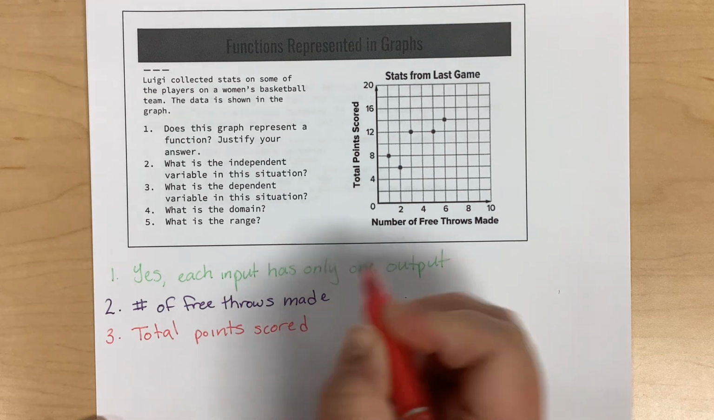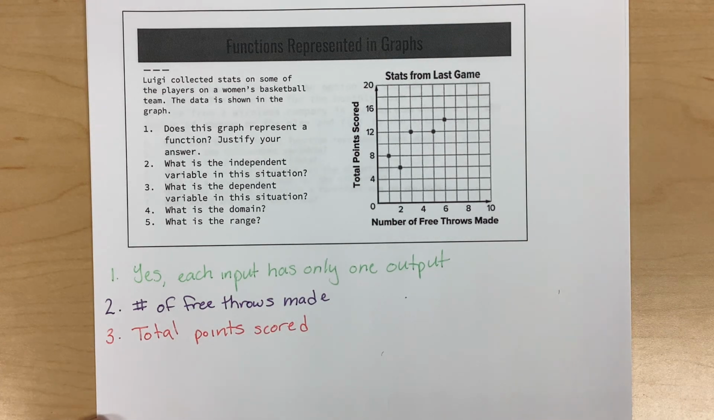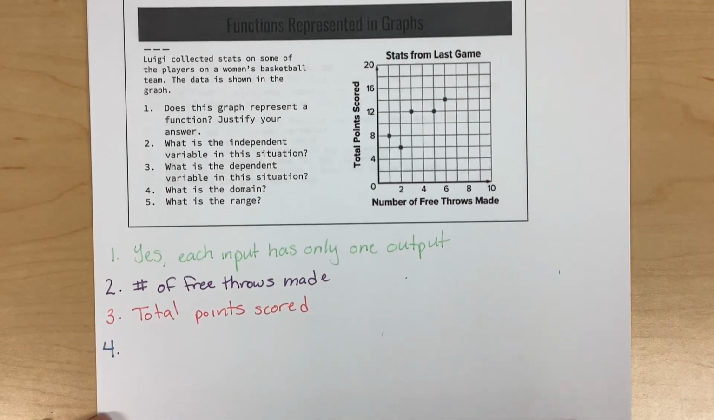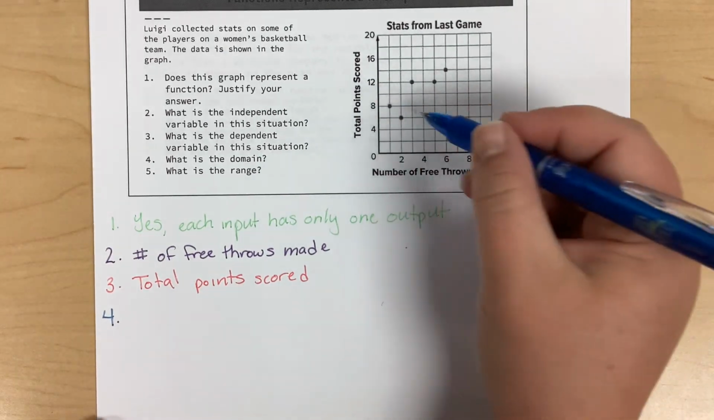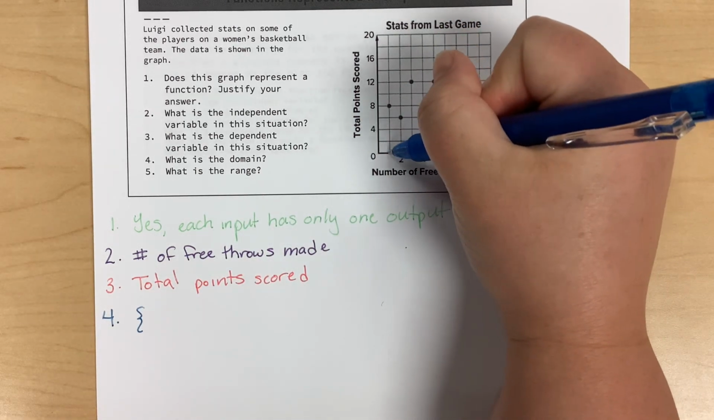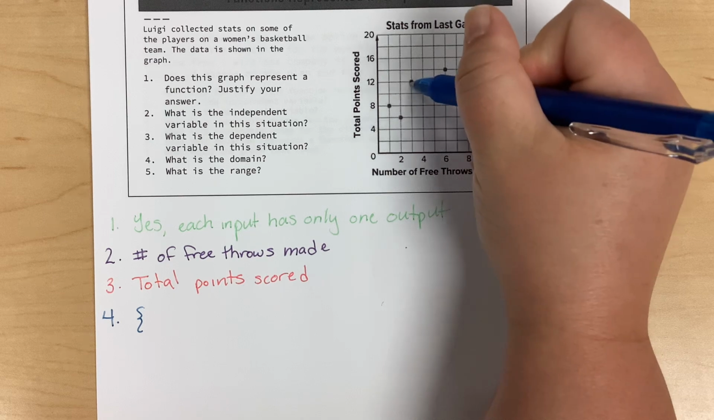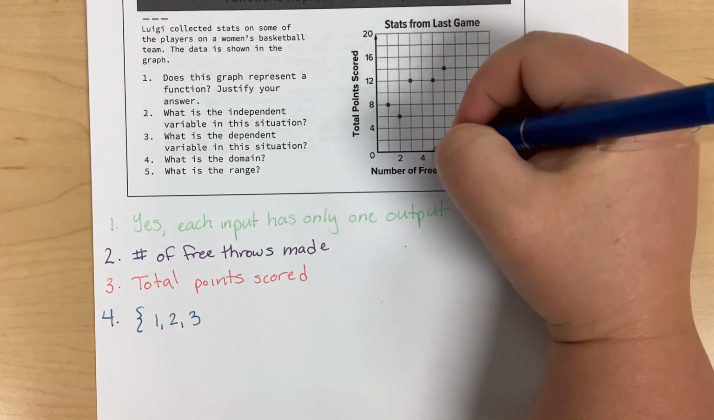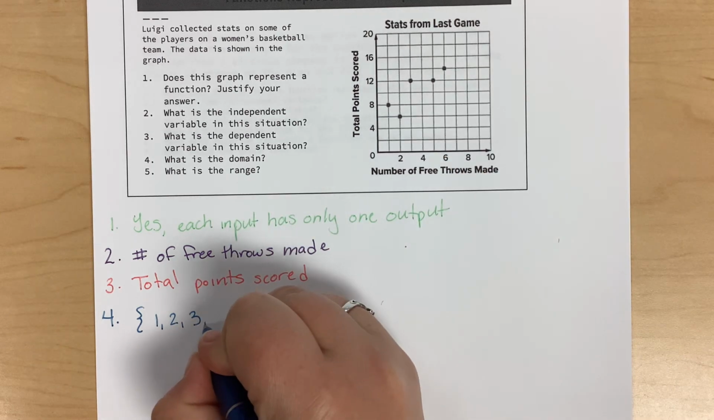Okay. Domain. Since this is a discrete graph, it's done a lot like a table. So we're going to list each of the inputs for the domain using a set. So we have 1, 2, 3. Then we have 5 and 6. Those are all the inputs.